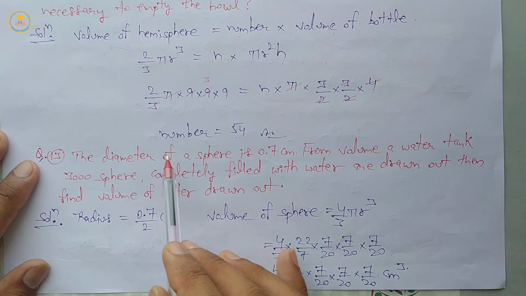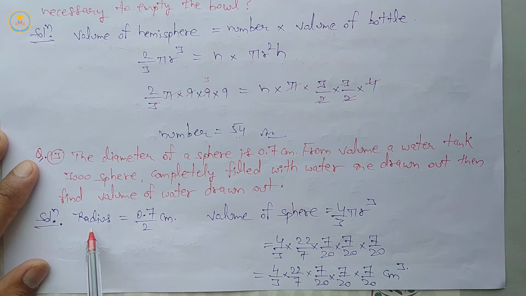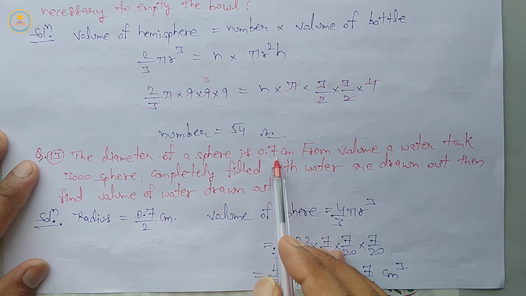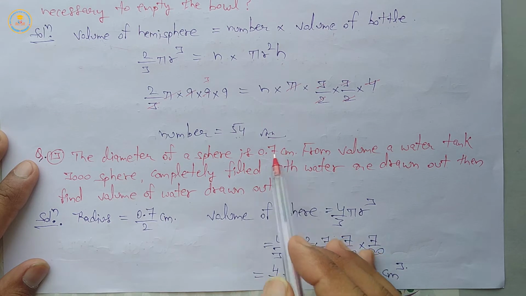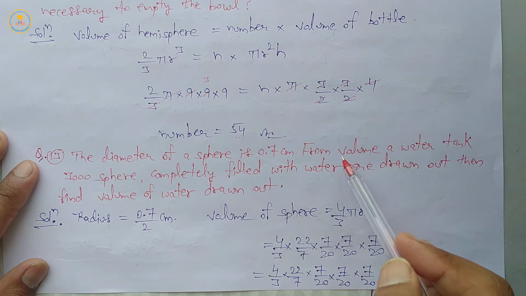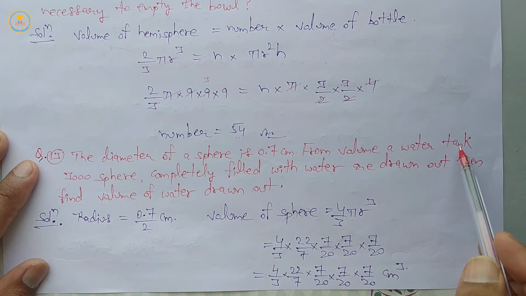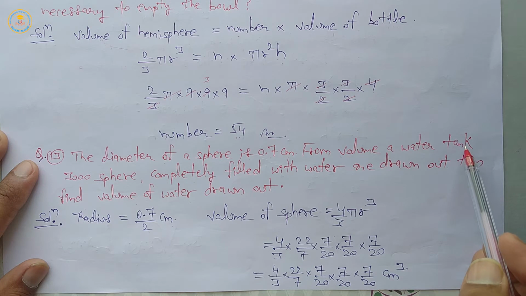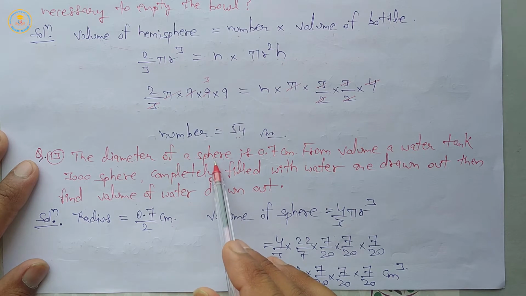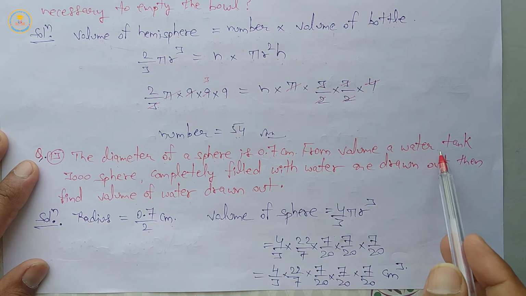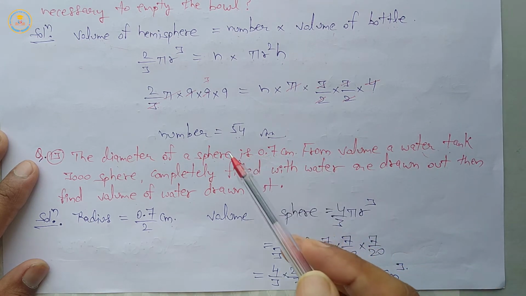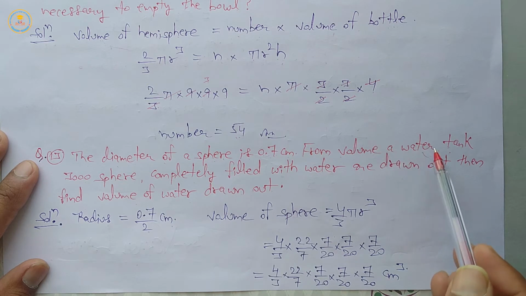Okay, the diameter of the sphere is given. First mention the given part, diameter is given 0.7. Therefore radius is half of diameter, so radius is 0.7 divided by 2 centimeter. And from the volume of the water tank, okay, water tank means cylindrical, and the sphere. So the sphere shape is given first, and the sphere converts into cylindrical. The water tank is cylindrical. Therefore we use volume of sphere equal to volume of cylinder.